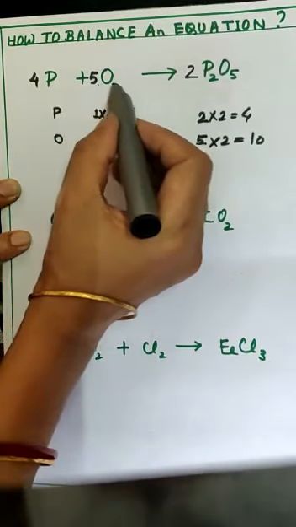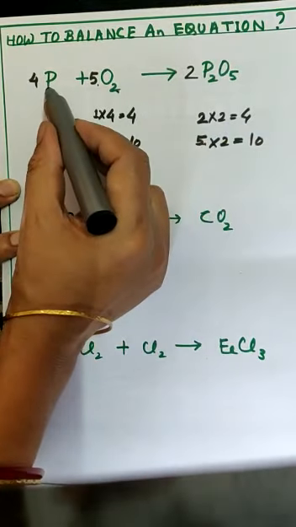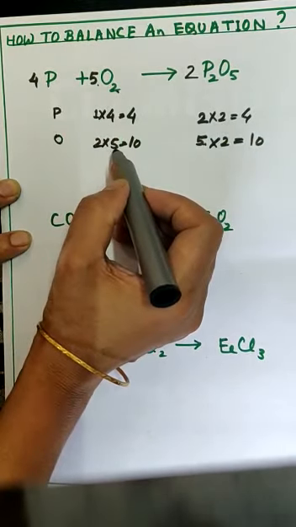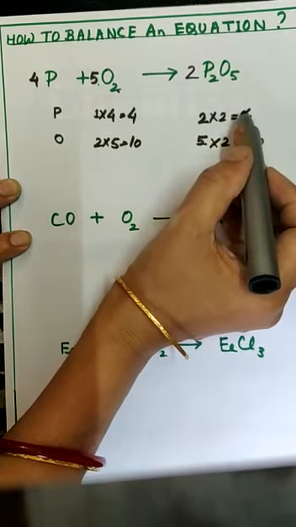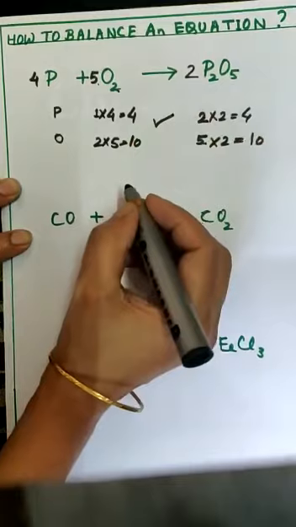Now 4P plus 5O2 gives 2P2O5. In this, 4 atoms of phosphorus and 10 of oxygen on left hand side, 4 of phosphorus and 10 of oxygen on right hand side. So this is a balanced equation.